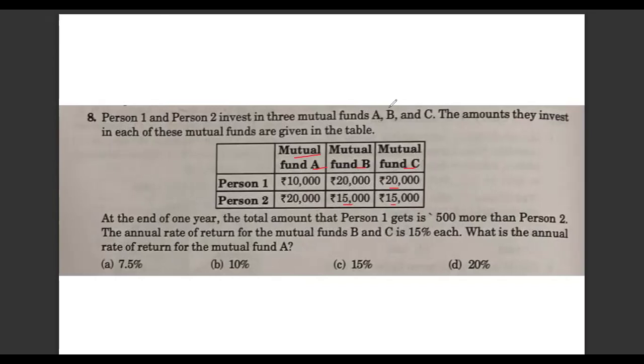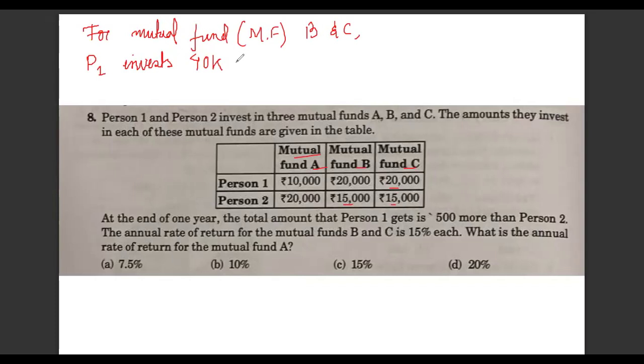So for mutual fund B and C, for mutual fund, we can shorten it as MF, B and C. P1 invested 40,000 at the rate of 15%, because we're considering this 20K and 20K.